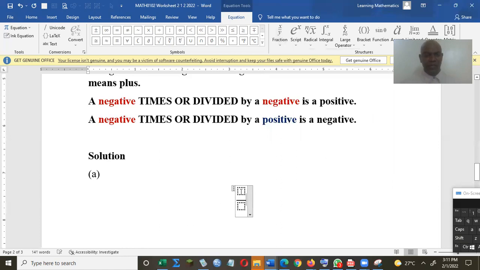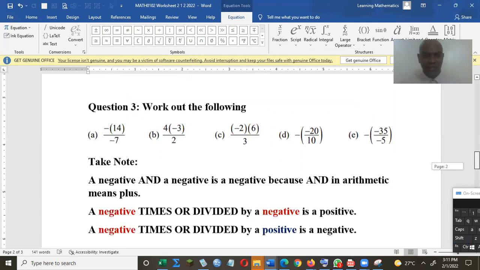Up and down. Negative 14 divided by negative 7 is a positive 2. All right. Negative divided by a negative is a positive.